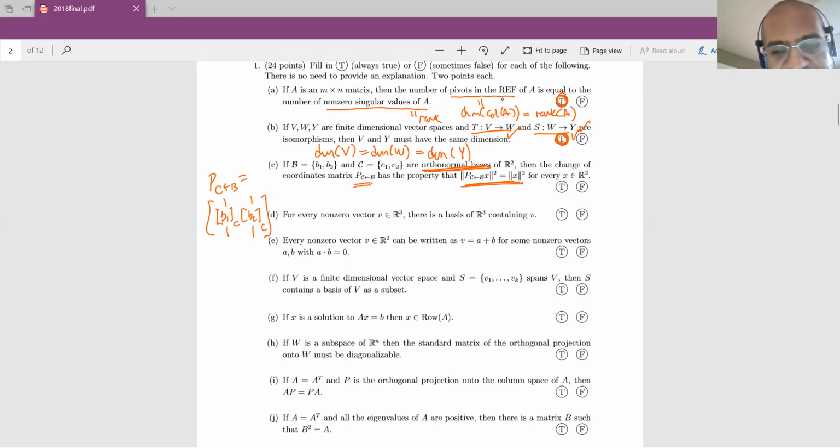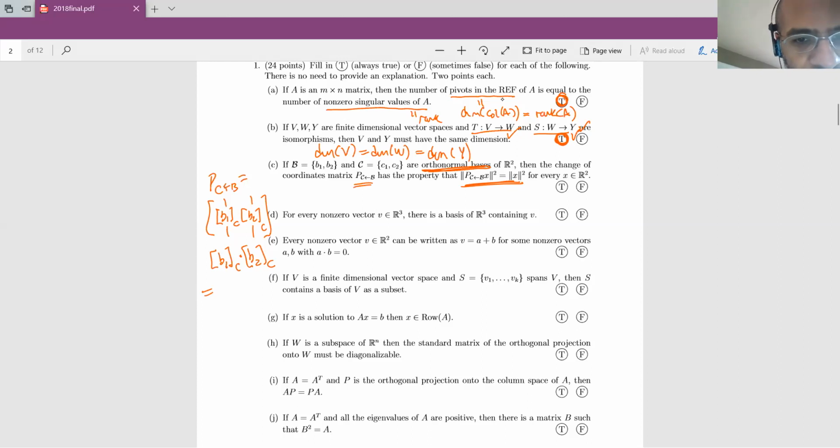Someone is saying they don't have to be. Don't they? Well, let's calculate, right? So what's B1 in C coordinates dot B2 in C coordinates? Remember, C is an orthonormal basis, right? So what is this, right? So how do you write B1 in C coordinates?